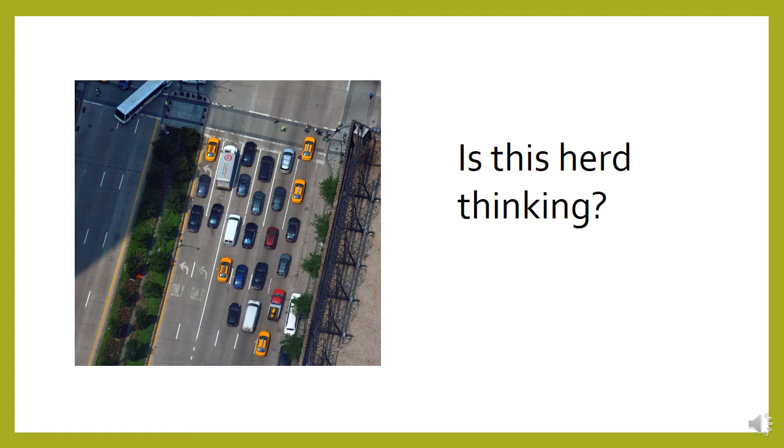So would you say this is herd thinking? This kind of forming multiple lanes on the road? Not this image, this is just some random car and road image. So I would argue that really what we're talking about when we refer to herd thinking is the kind of peer pressure, and it's unconscious and it has no rationale that you can logically say is why you're doing something.